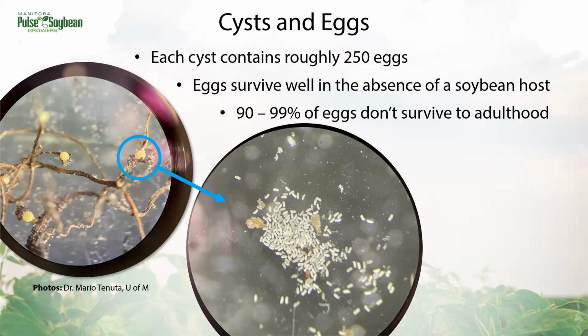And while this sounds like a lot of eggs, the literature has also reported anywhere between 90 to 99% mortality under field conditions. So even with that mortality, though, these egg numbers can really amplify quickly in the field.